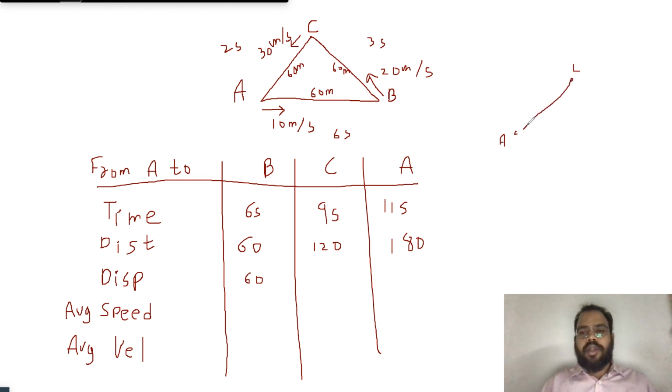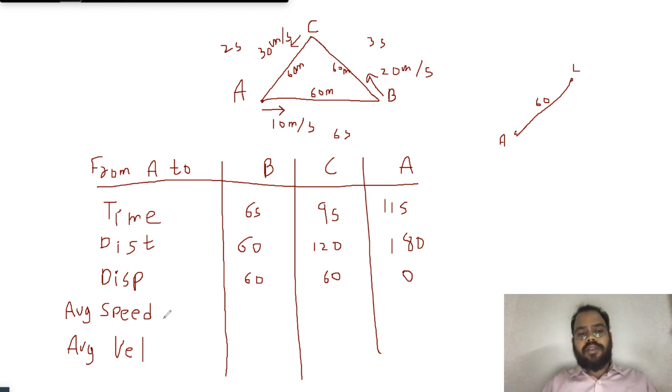So I'll just simply join the line. If I join the line, the distance comes out to be 60 meters. So from A to C my displacement will be again 60. And lastly from A to A, I have not moved; I am going from point A and coming back to point A again. So the shortest distance is 0, as there is no resultant change in the distance. So my displacement from point A to point A will be 0.